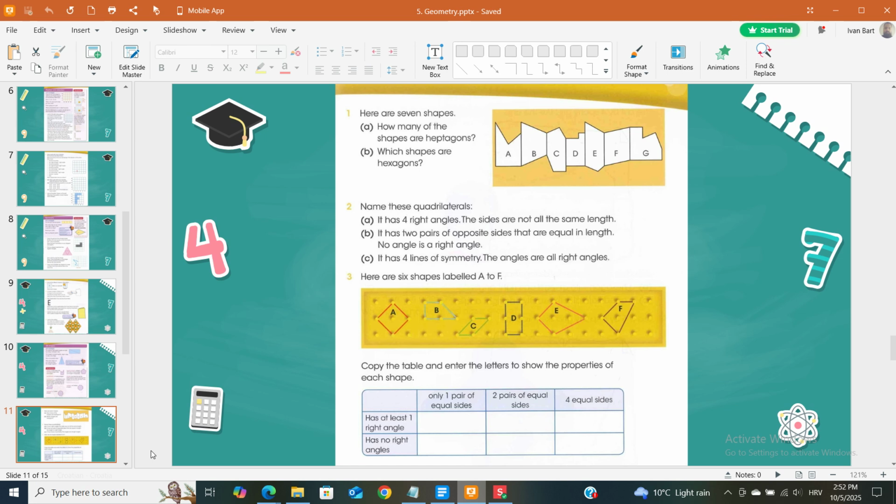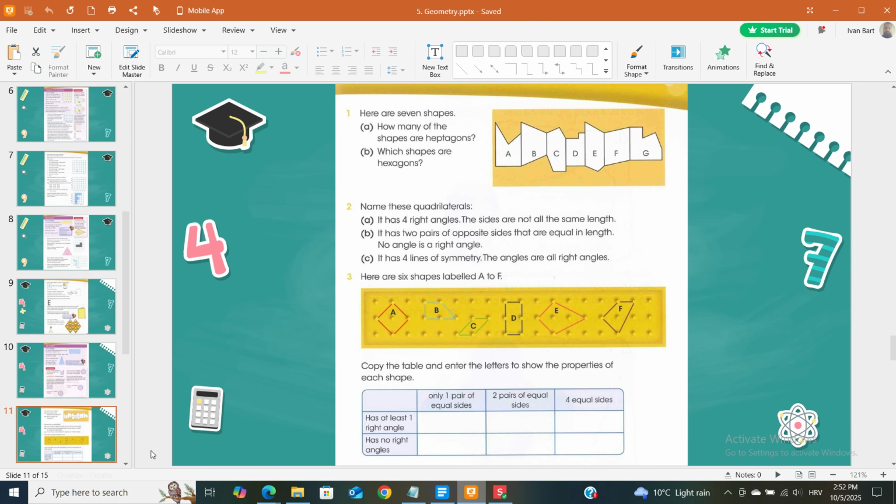3. (a) It has 4 right angles. The sides are not all the same length. (b) It has 2 pairs of opposite sides that are equal in length. No angle is a right angle. (c) It has 4 lines of symmetry. The angles are all right angles.